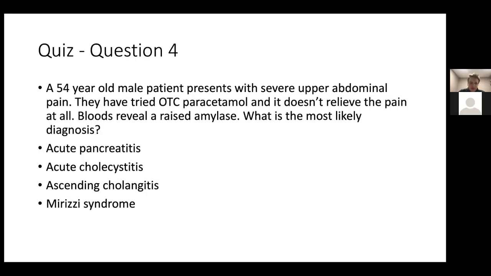So a 54-year-old male patient presents with severe upper abdominal pain. They've been using paracetamol, but it doesn't seem to be doing anything at all. Bloods reveal a raised amylase. What is the most likely diagnosis? Yeah, Bethany's right, it's pancreatitis, perfect. So raised amylase is the important thing to note in this question.